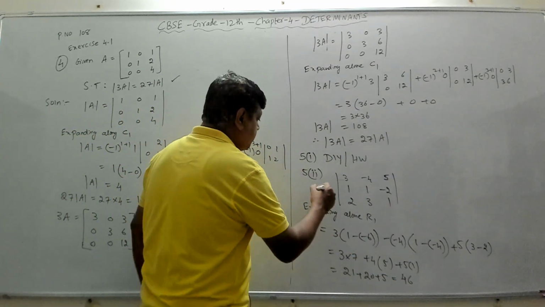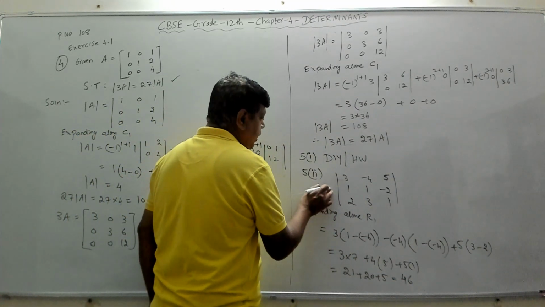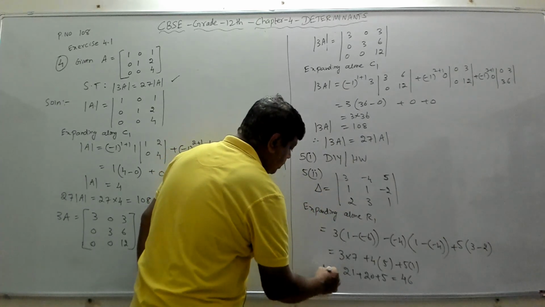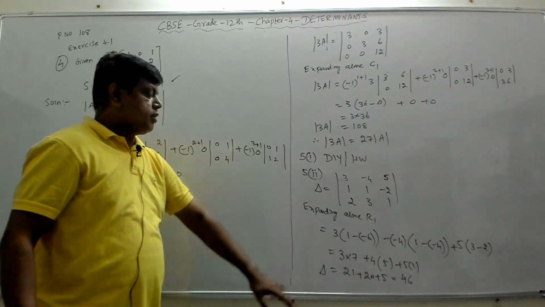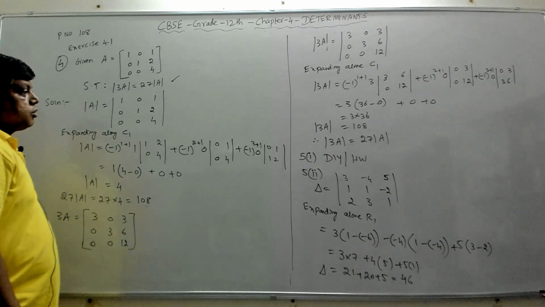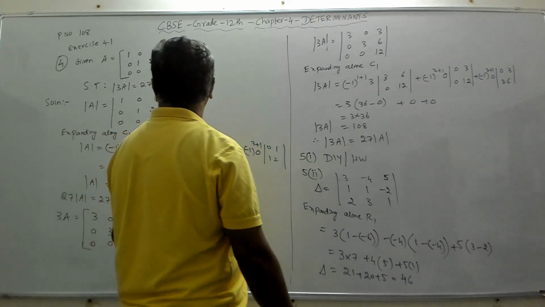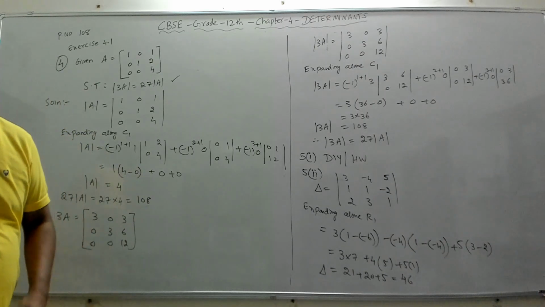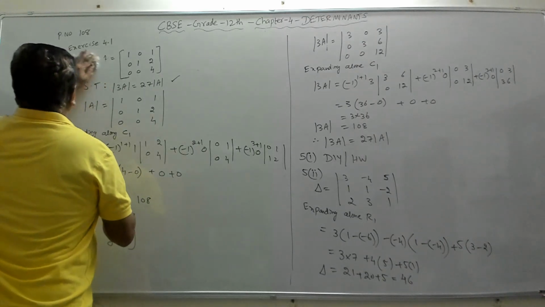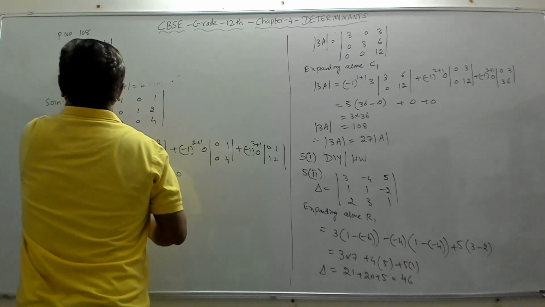You can even call this delta if you want. We are just putting some name, delta equal to. So you can say delta equal to this 46. This is the answer. Fine. So you can even do the fifth problem, third and fourth subdivisions, as homework.